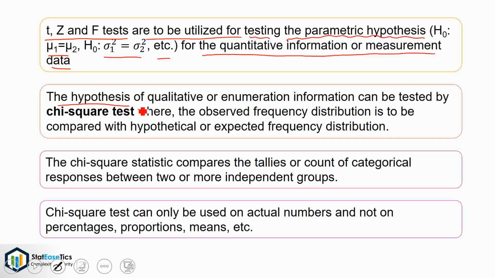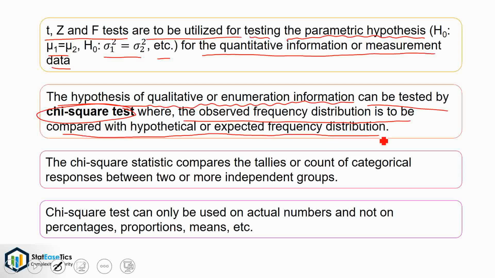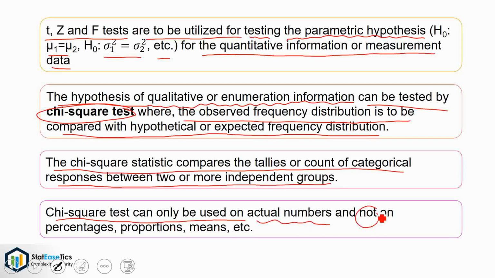The hypothesis of qualitative or enumeration information can be tested by chi-square test, where the observed frequency distribution is to be compared with the hypothetical or expected frequency distribution. The chi-square statistic compares the tallies or count of categorical responses between two or more independent groups. Chi-square test can only be used on actual numbers and not on percentages, proportions, means, etc.